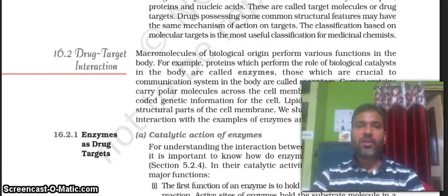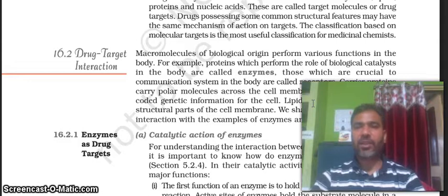Now, drug target interactions. Macromolecules of biological origin perform various functions in the body. For example, proteins which perform the role of biological catalysts in the body are called enzymes, and those which are crucial to the communication system in the body are called receptors. Carrier proteins carry polar molecules across the cell membrane. Nucleic acids have the coded genetic information for the cell. Lipids and carbohydrates are a structural part of the cell membrane. We shall explain drug target interactions with the examples of enzymes and receptors.